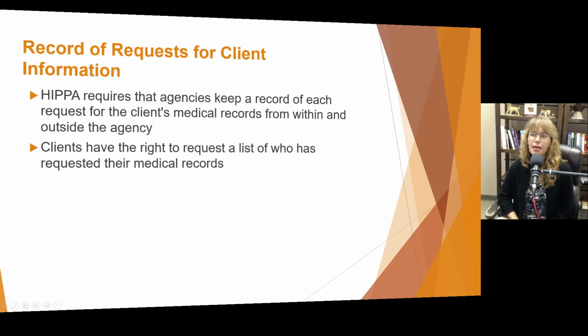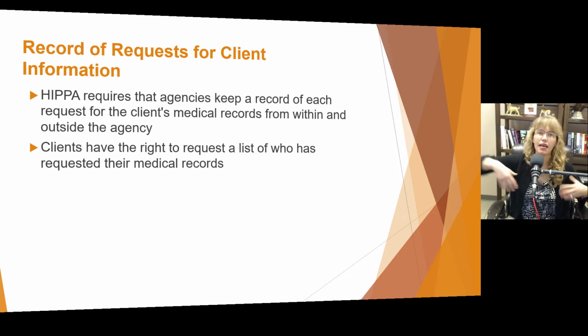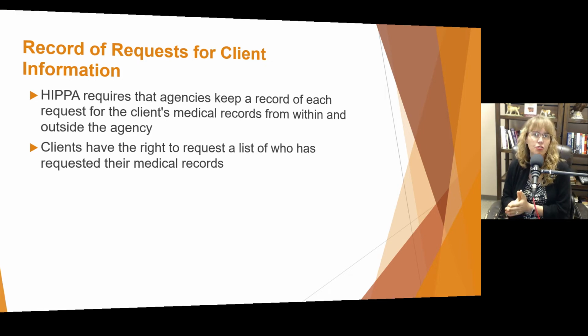HIPAA requires that agencies keep a record of each request for the client's medical records from within and outside of the agency. If you're working in a large agency, maybe with another department that has case management services, and they request information from your client's record, that goes into the accounting of disclosures as well. Clients have a right to request an accounting of who has requested their medical records, even if you didn't divulge the information. They have the right to know who has requested as well as who has been provided information from their medical records.